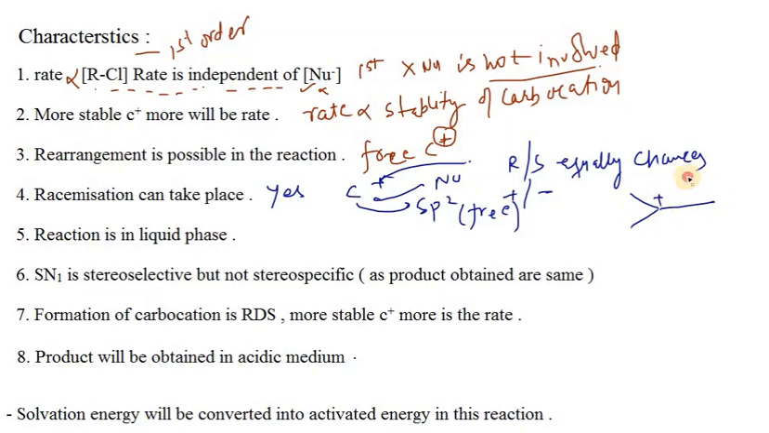So if the nucleophile is attacking from this side or from this side, it can get a different configuration. It may get R or it may get S. So it depends; it is equally proportional. There is no preference: if it is 50%, the other will also be 50%.